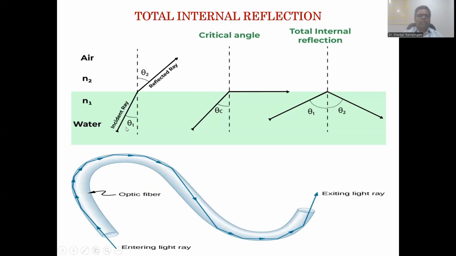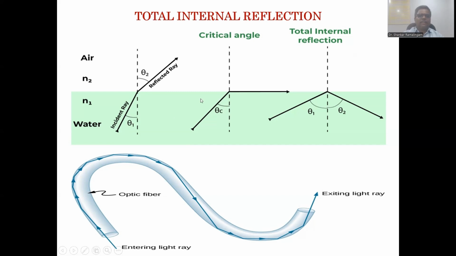Right. So now consider these two mediums. The first medium is water, the second medium is air. The first medium is having refractive index N1 and the second medium, air, is having refractive index N2. Okay. So when a light falls at the interface between water and air, this light is going to be present in air if the angle of incidence is less than the critical angle.